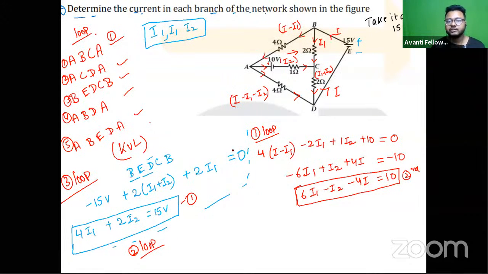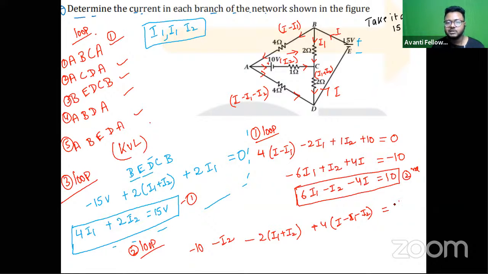From A to C, you are coming out from the negative terminal of the battery, so I'll write minus 10. Then you are going towards the current, so I'll write minus I2. Then you are going from C to D, towards the current, so you will write minus 2 into I1 plus I2, right? Then from D to A, you are going opposite to the direction of current, so you will write plus 4 into I minus I1 minus I2.